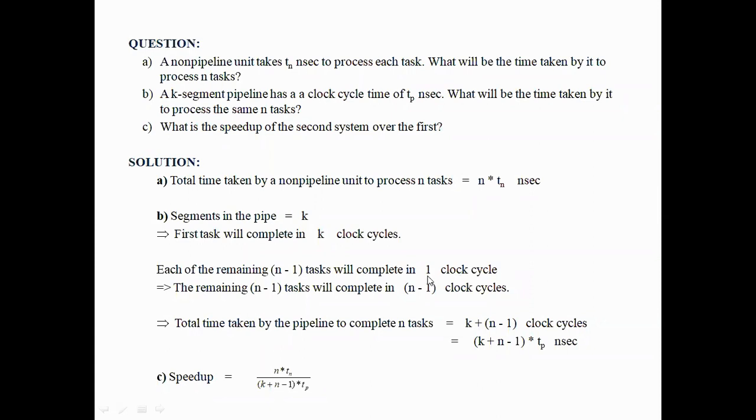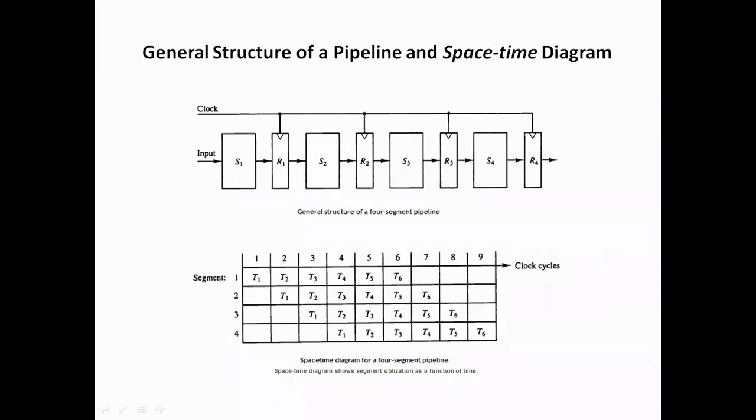Now, how many clock cycles in total will that be? For n minus 1 tasks, it will be n minus 1 clock cycles. Again, we can see it from here. T1 was completed in 4 clock cycles, T2 in 1 clock cycle, T3 in the next clock cycle, T4 in the next. So for this 1 clock cycle, this 1, and 1, which makes 5 clock cycles. 5 means n minus 1.